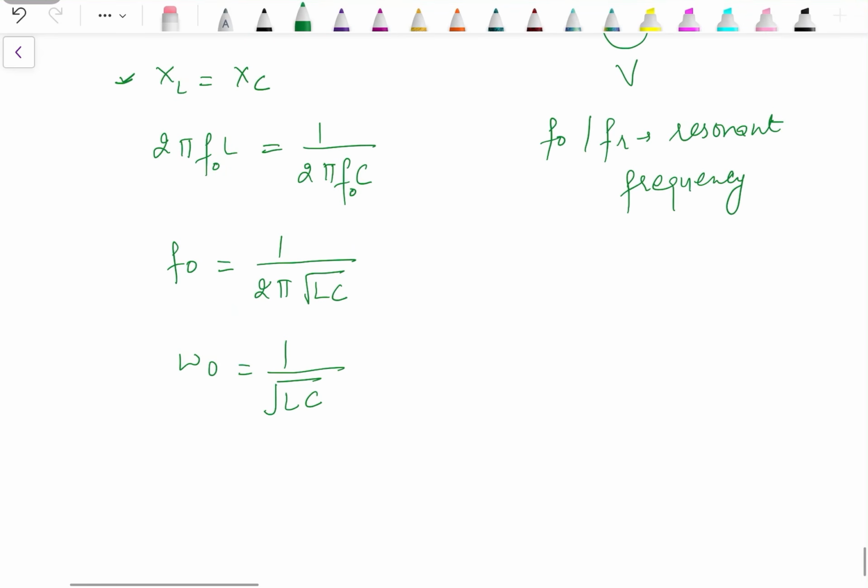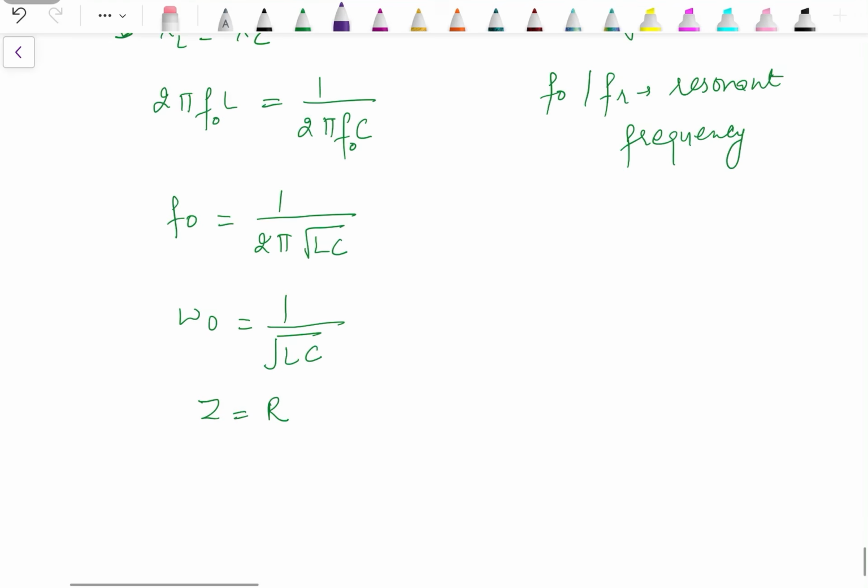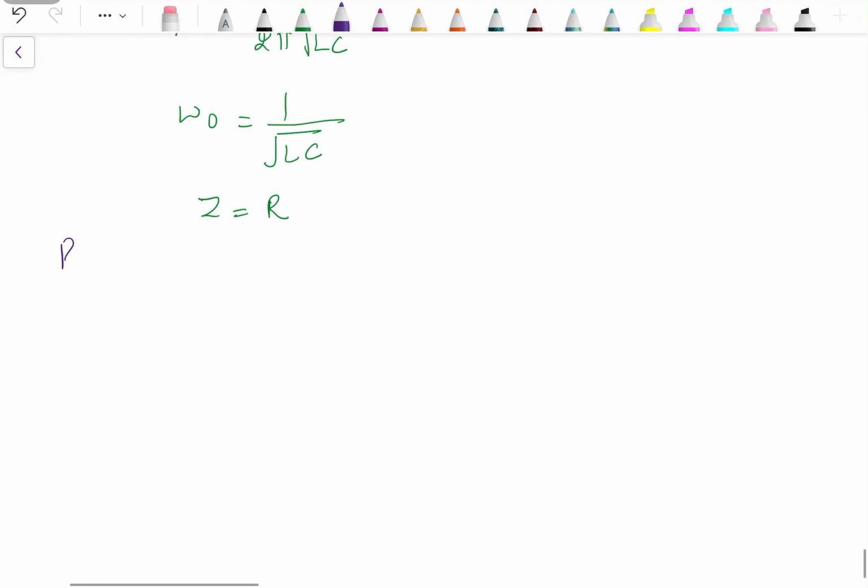Since XL minus XC is 0, Z is equal to R only. Now if you want to check what the power factor is, cos phi can be calculated as R by Z from the impedance triangle. Since Z is equal to R, R by R is 1, which is satisfied. This is actually the main condition.